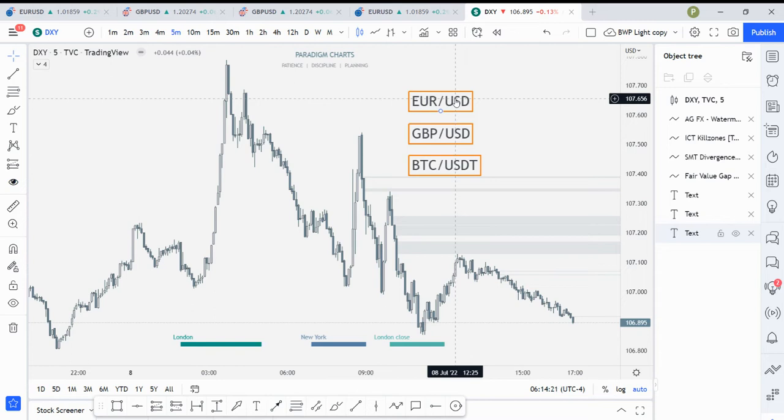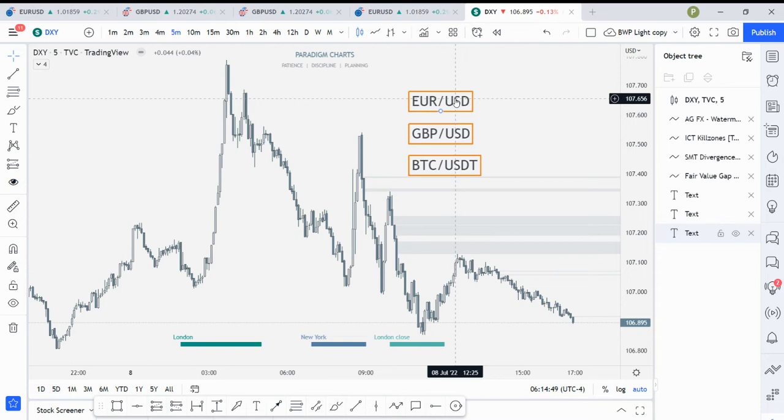Correlation is basically a term that describes the relationship between two different currencies in terms of how they move. For example, whenever one goes up, the other goes down, or whenever one goes up, the other follows suit. They are said to be correlated. That is, there is a relationship between the two currencies.